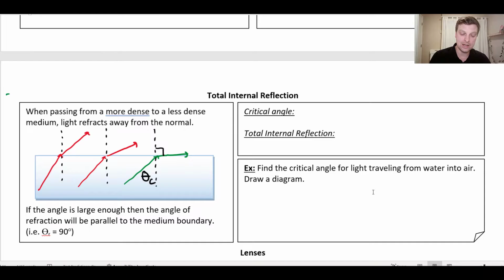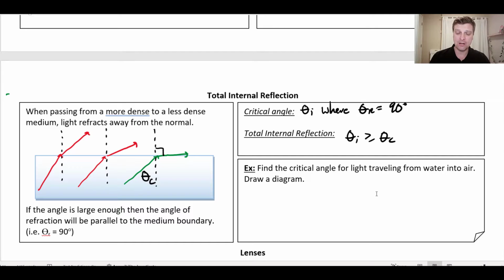Okay, so our total internal reflection, our first thing, our critical angle. The critical angle is the incident angle where the refracted angle equals 90 degrees, right? It's where you just get to the point where you would refract at 90 degrees. And total reflection happens whenever the incident angle is greater than or equal to the critical angle. So all of the light is just going to reflect back in whenever you're past that critical point.